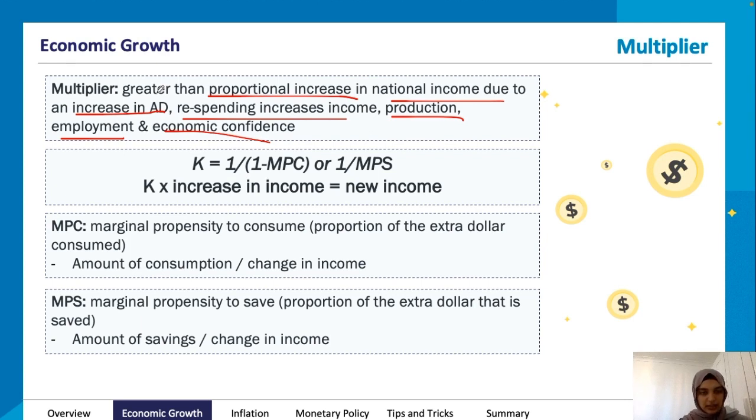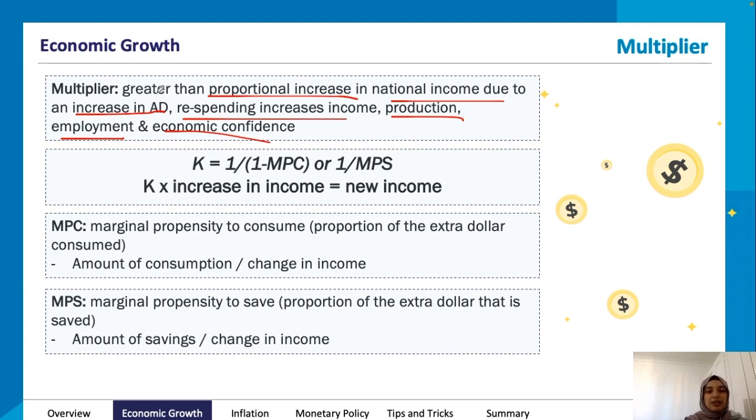So how do we calculate this? Well, K just means the multiplier. So the multiplier equals 1 divided by 1 minus the marginal propensity to consume. Or if you don't have the marginal propensity to consume, you can use the marginal propensity to save, and that's going to be 1 divided by MPS. But even if you didn't have it, you could still figure out what the MPC is just with 1, which I'll show you in a second.